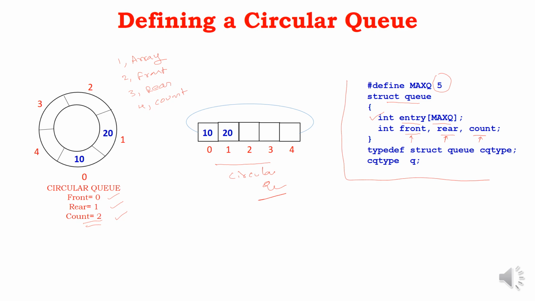See here, there are 2 elements in the array or circular queue, so count is 2. Front is 0, rear is 4, count is 2. Front is 0, rear is 1, count is 2.